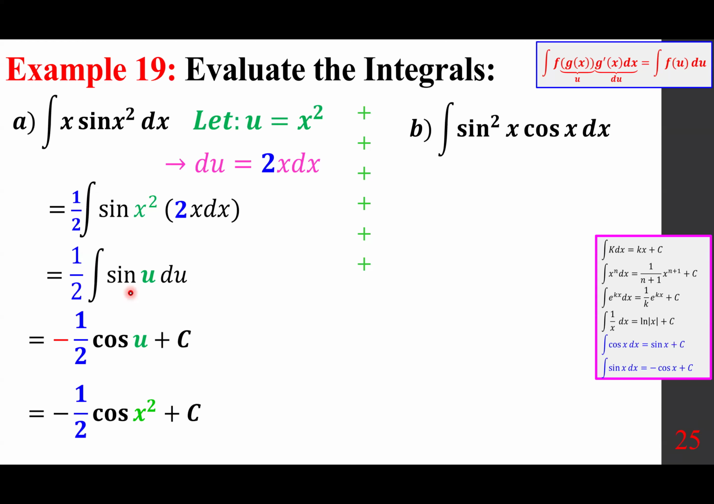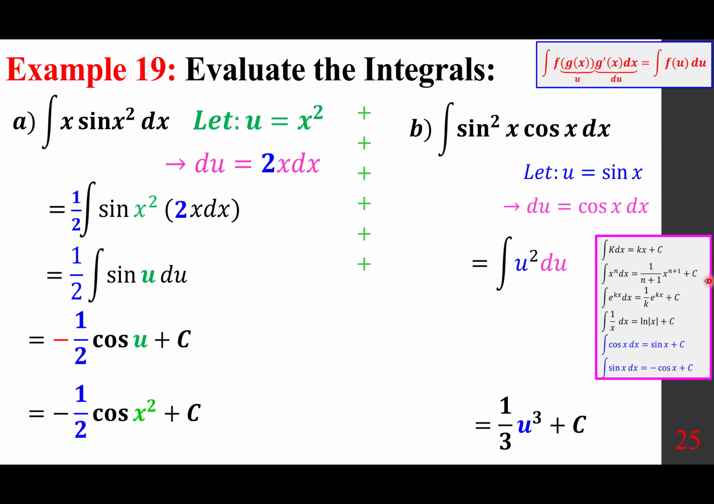Now, what happens when you have both sine and cosine? The one that has the exponent is a choice of u without the exponent. Its derivative is cosine, which means du is cosine x dx. So we're going to write it as the integral of u squared du. Using the power rule, we get 1/3 u cubed plus a constant. Replace it, and we are done.